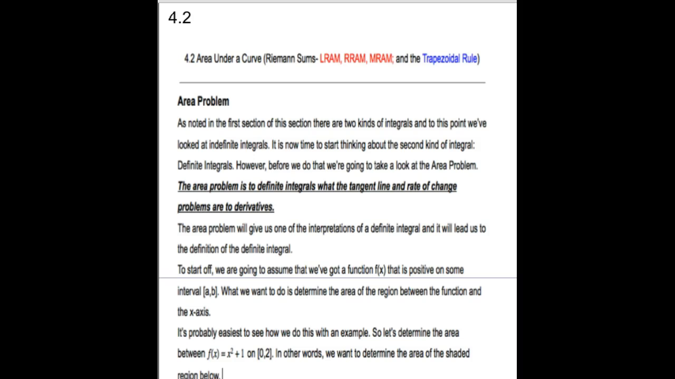These are the first day of the notes for 4.2. I would suggest you have a color, like a colored pencil or a red pen or something, because your notes are in black and white, so the shading's kind of grayish.